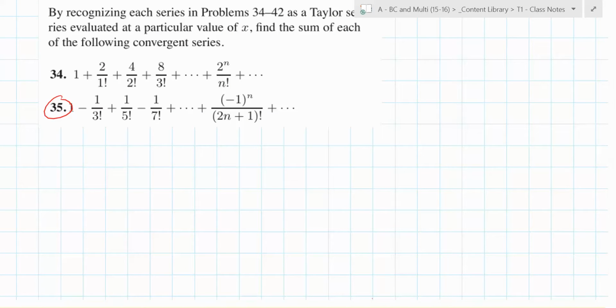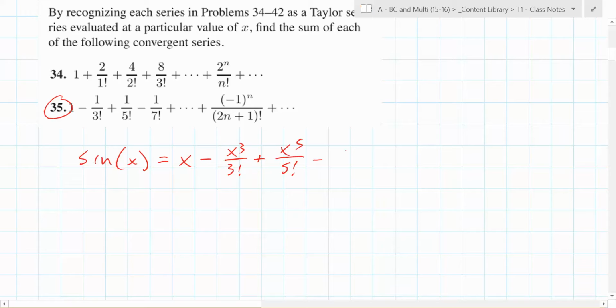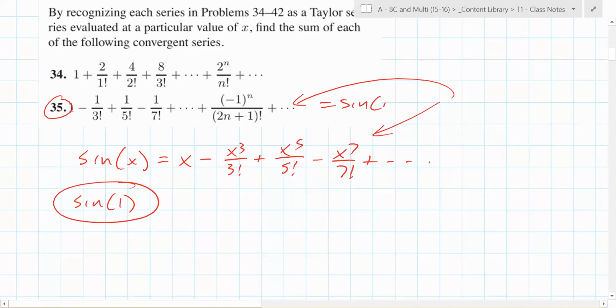This is sine. You should see the odd numbers right there. This is sine x, where x is equal to what? What got plugged in for x? What is the expansion for sine? You should know this. x minus x cubed over 3 factorial, plus x to the 5th over 5 factorial, minus x to the 7th over 7 factorial, right? So what number do you have to plug in for x here so that you get that? 1. It's just sine of 1. That's all you're trying to recognize.